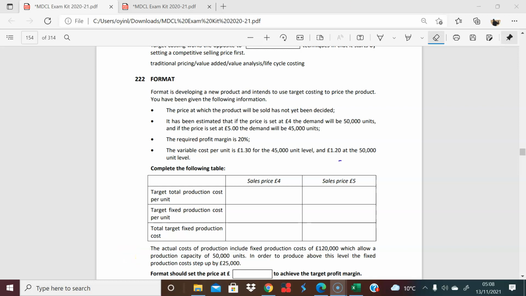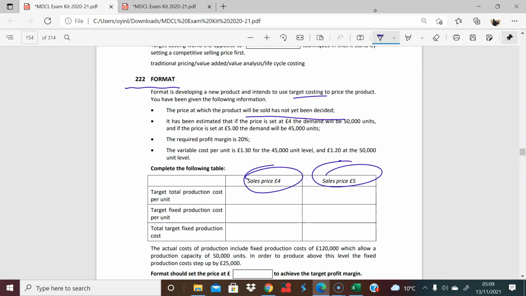Okay, Format. I thought this was an interesting question, and I've pulled it out on an Excel sheet just to analyze it a little. But let's look at the question. The question says that Format is developing a new product and intends to use target costing to price the product. We haven't set the price, so we're trying to choose between 4 and 5. That's the point. We have some information.